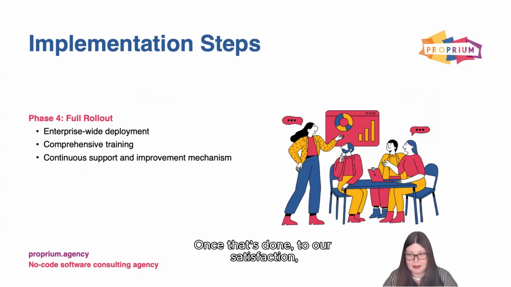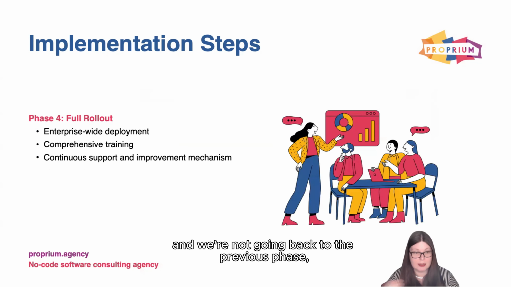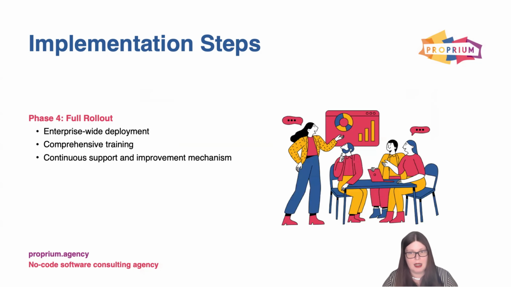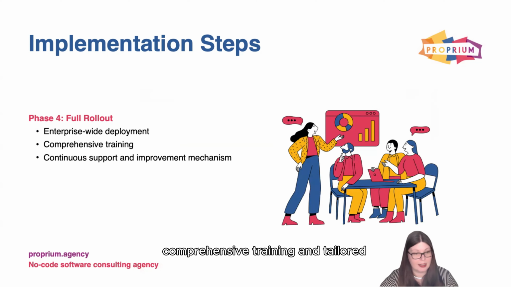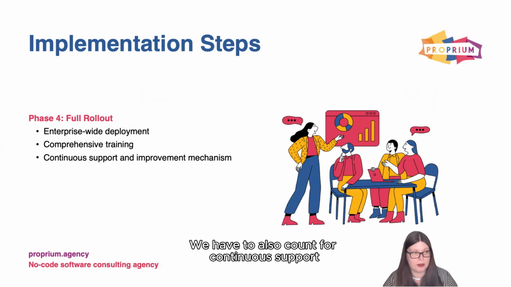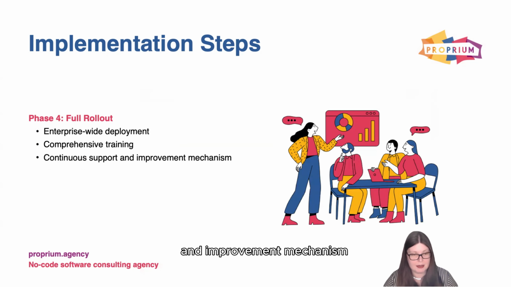And once that's done to our satisfaction and we're not going back to the previous phase, we can then do the full rollout. Everyone starts using the software. Our whole team has received comprehensive training on our tailored software configuration. And we have to also account for a continuous support and improvement mechanism, because you have just translated your processes into this software. You did not start fully using it.